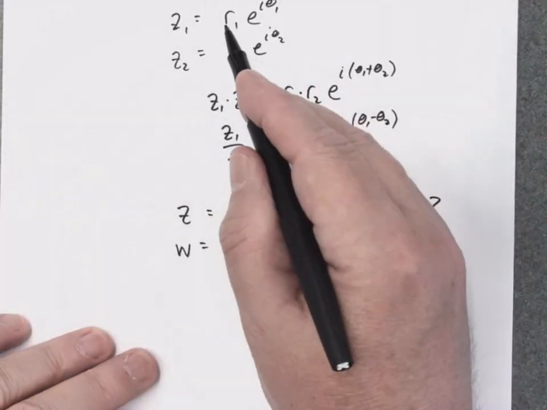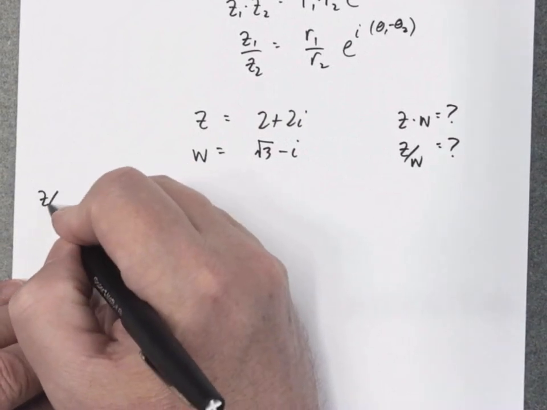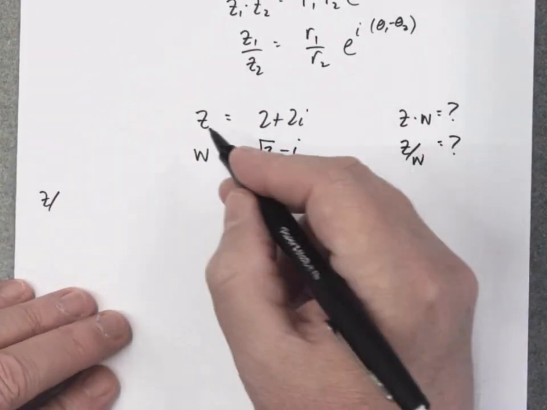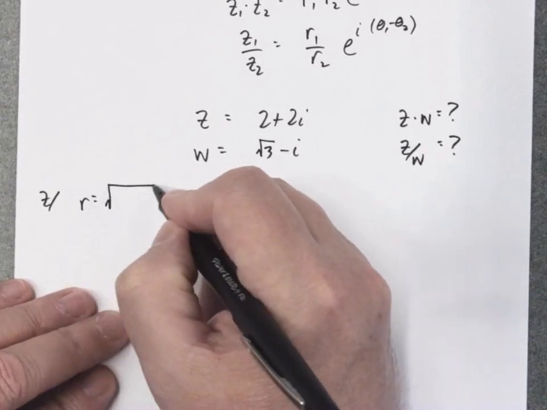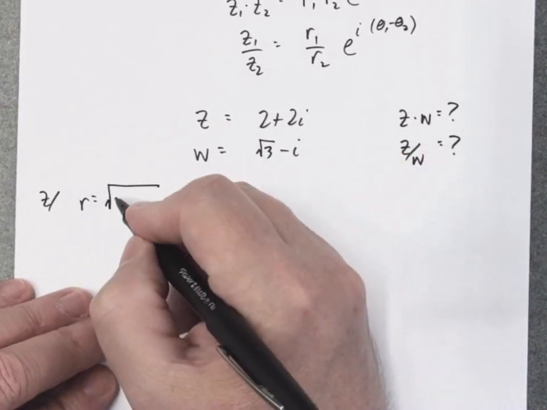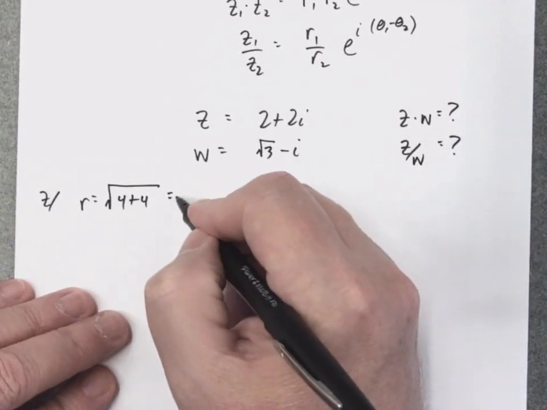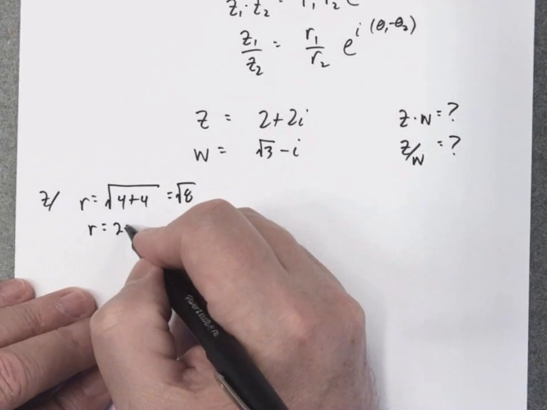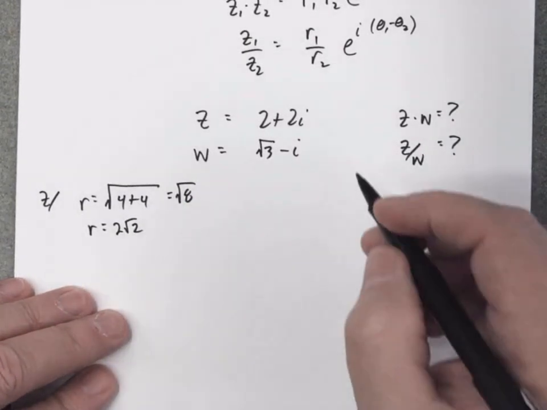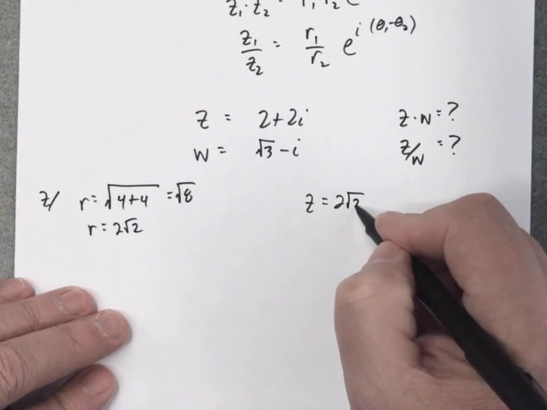So I need to get R and theta for each of these. Let's go over here to the side and do that. For the z complex number, we've done this: 2 squared is 4, plus 2 squared is 4, square root of 8 simplified. So for z, the R is 2 square root of 2.